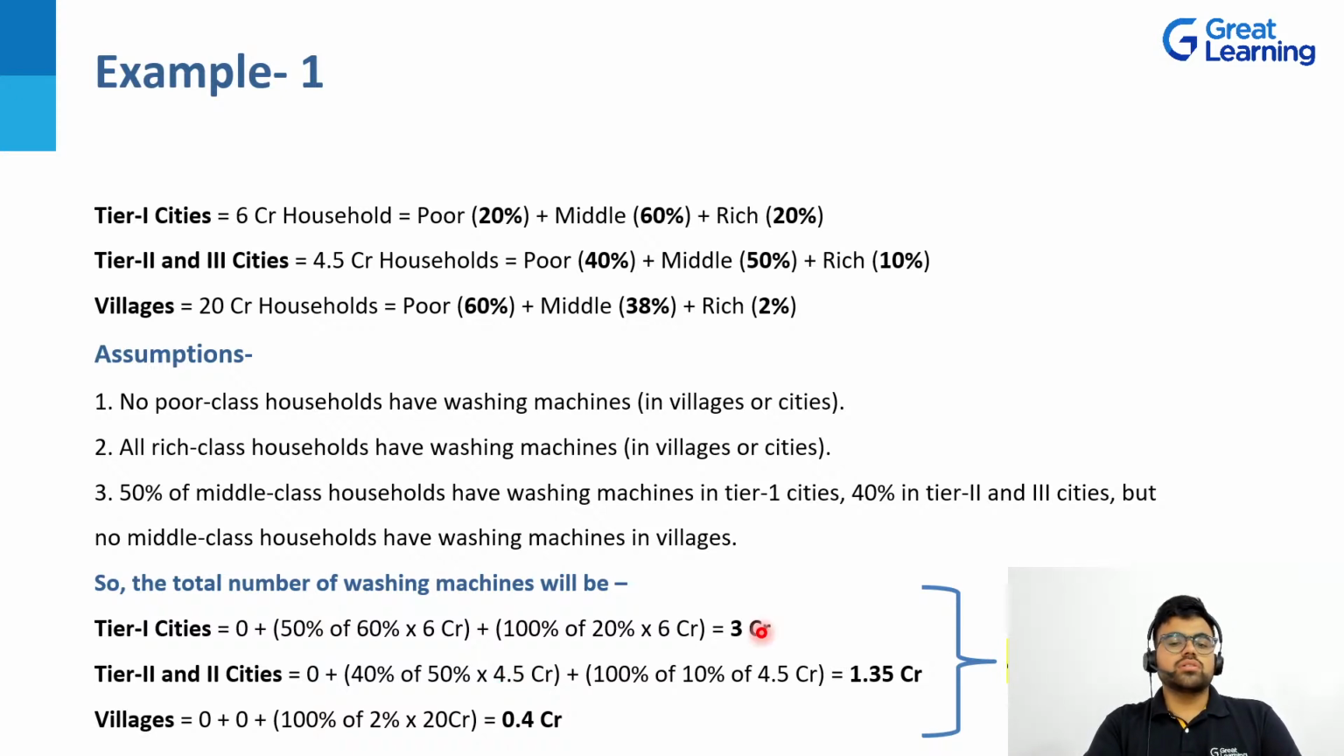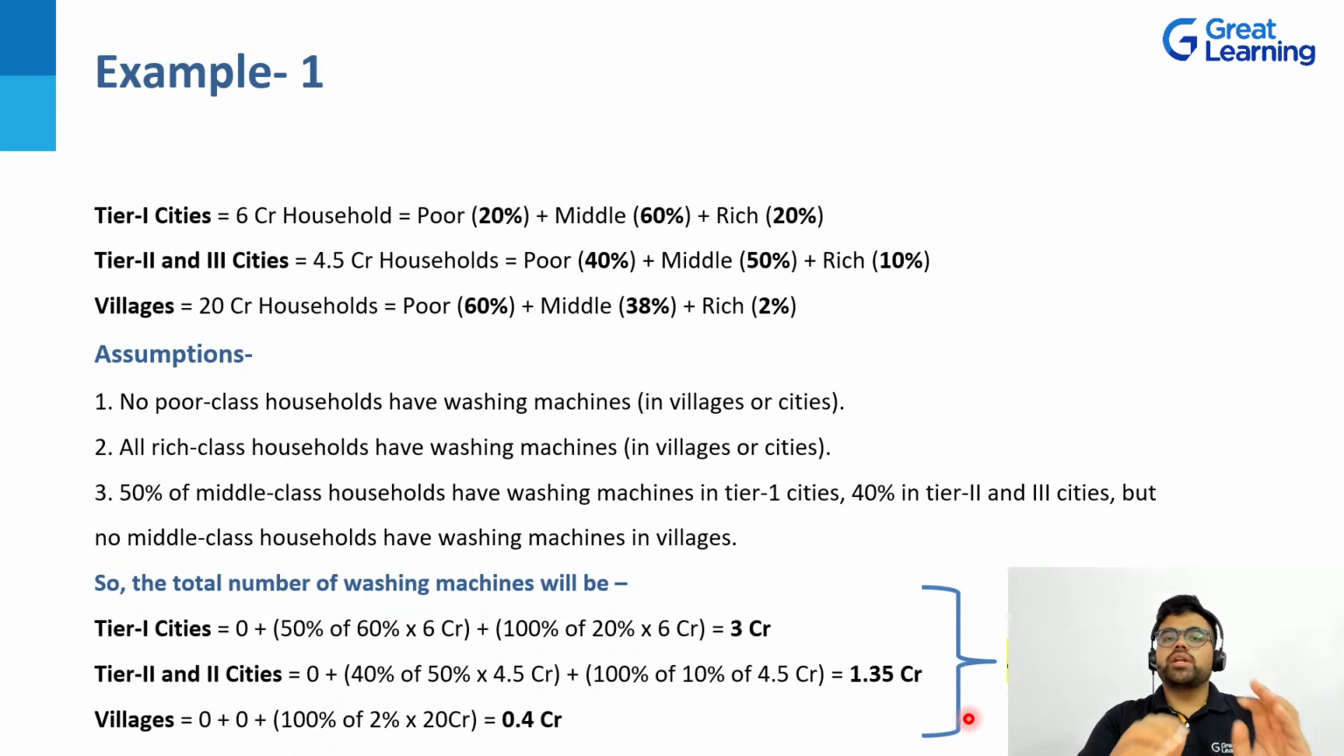Okay. So these are the assumptions that we are making, that 0.4 crore is the number that we get, that in the villages 0.4 crore people would have washing machine. So summing all the tier 1 city, the tier 2 and tier 3 cities and the villages, we arrive at an answer called 4.7 crore. Okay. Now, when we are assuming this number 4.7 crore, we have to be very realistic in telling the interviewer that okay, 4.7 crore people would own the washing machine in India.